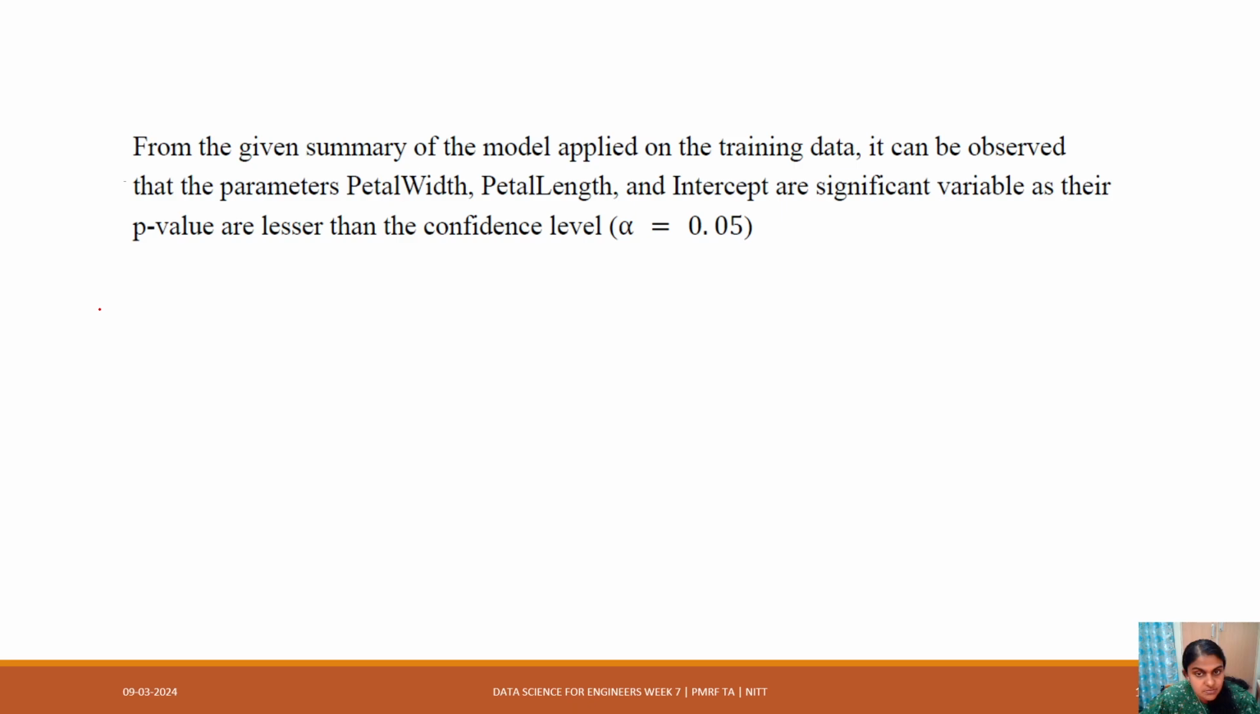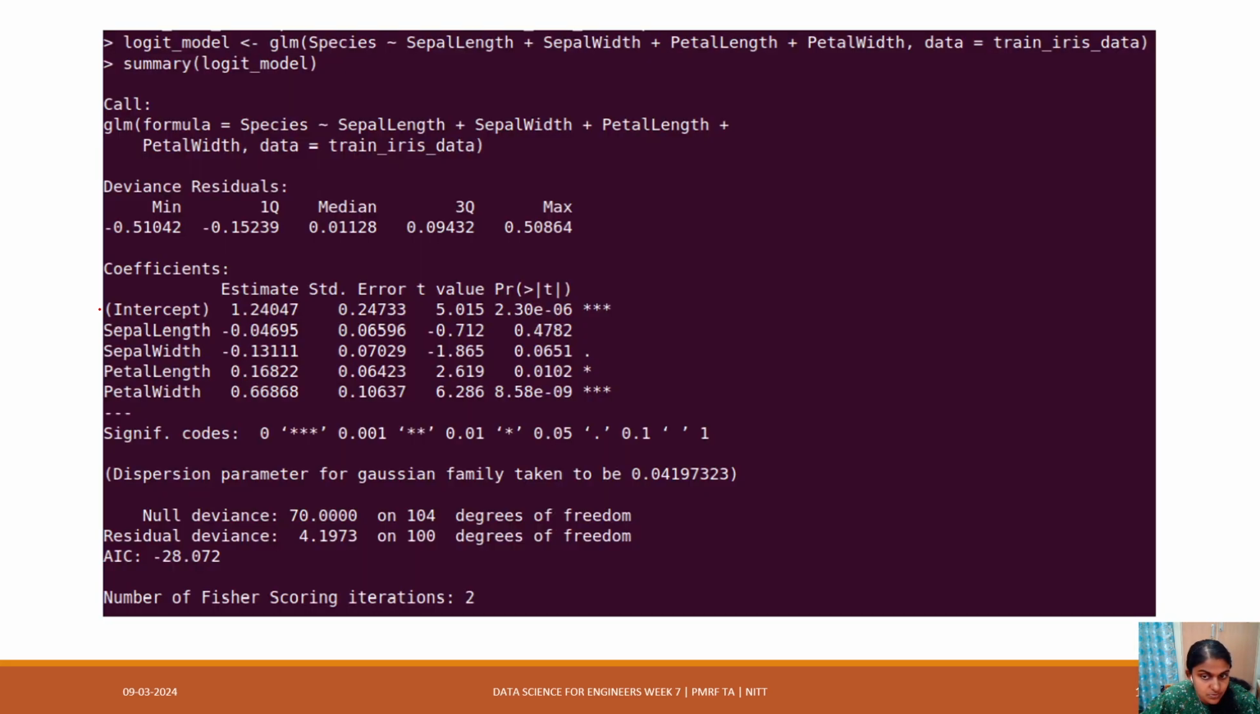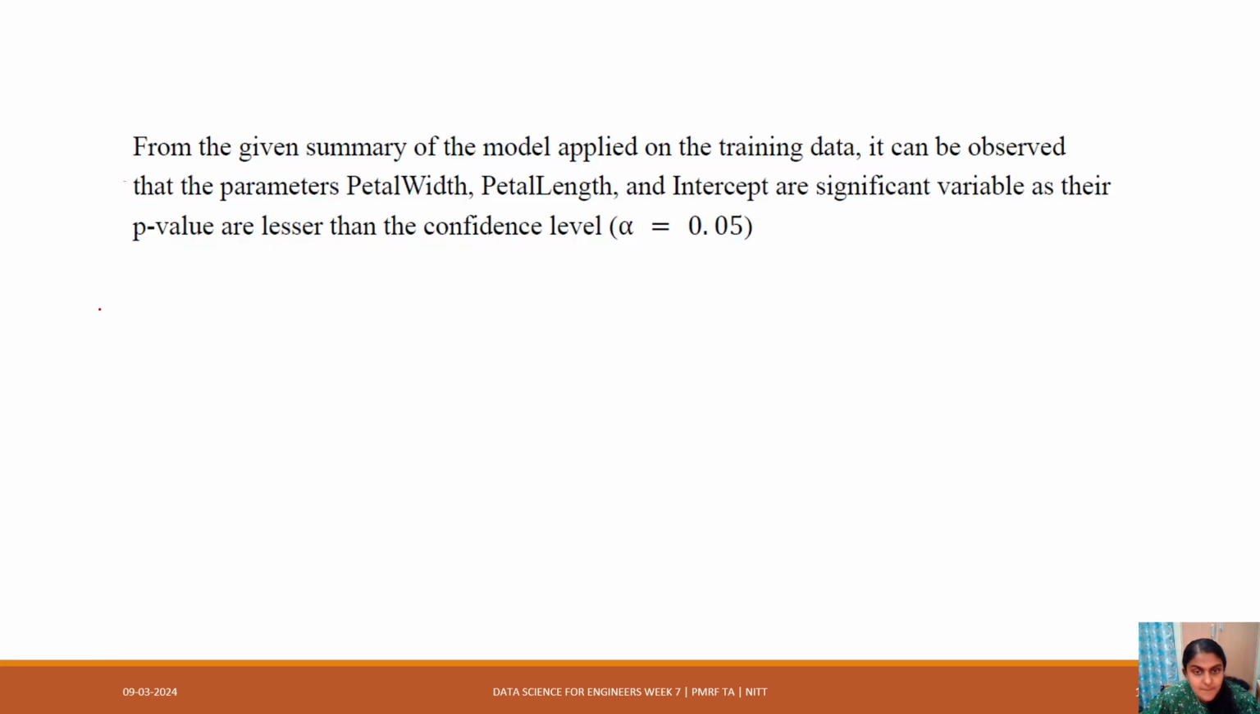Okay, so from the given summary of the model applied on the training data, it can be observed that the parameters petal width, petal length and intercept are significant variables as their p-values are lesser than the confidence interval for alpha value equal to 0.05. The p-value, if you see, that also is less. Okay, so any questions in this one?